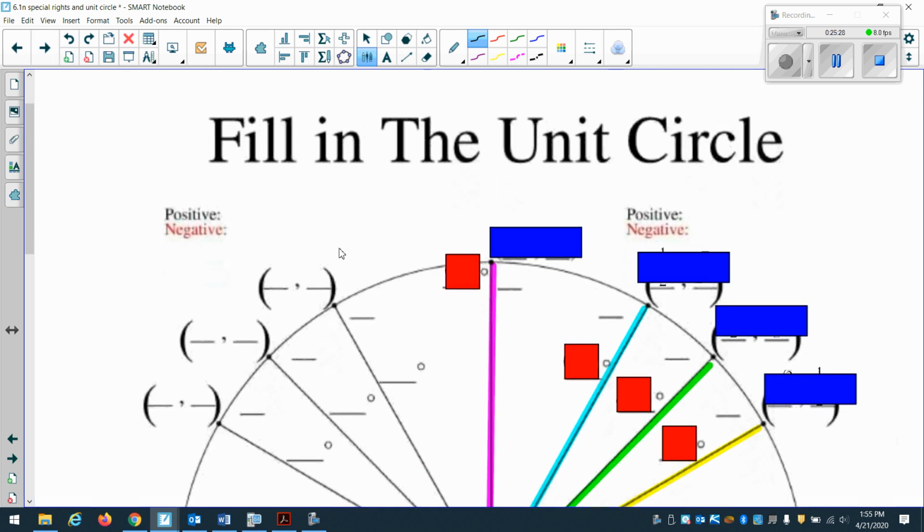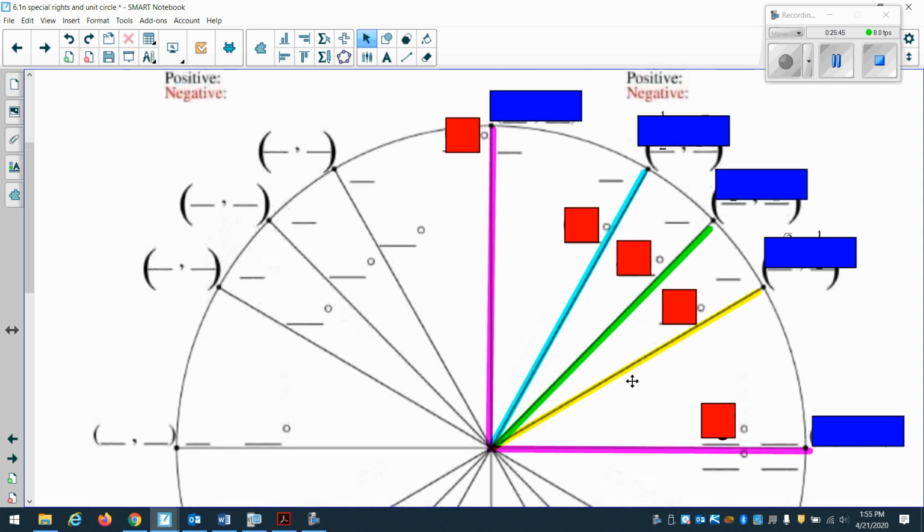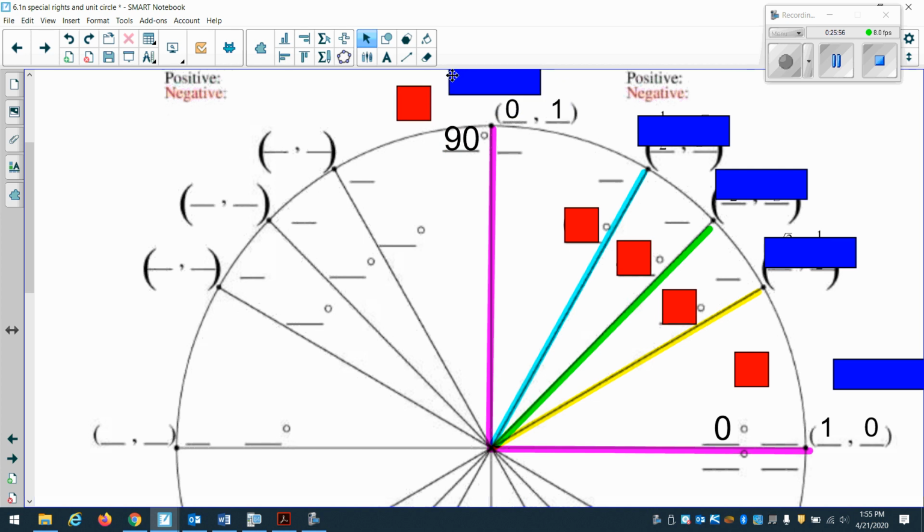So if you look on this page, I highlighted the quadrantal angles as pink, the 30-degree angle as yellow, 45 as green, and 60 as blue. The reason for this is when we fill out the whole circle, you're going to notice some similarities. So again, we just went through these guys here, quadrantal, 0 and 90.